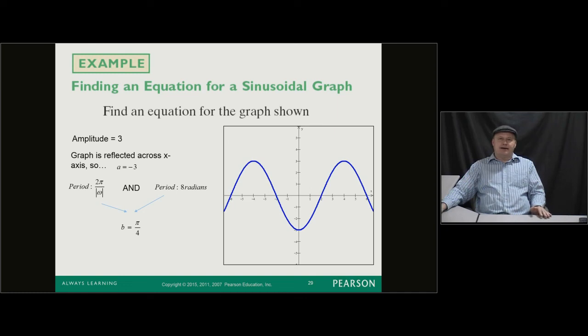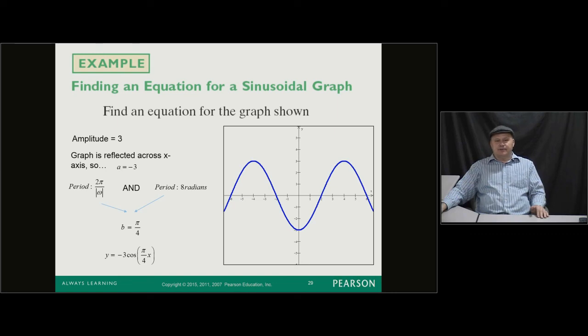I wrote this up myself, and I use B because that's what I'm used to using. So B equals pi over 4. Change that to omega equals pi over 4. Okay, and then there's your graph equation: y equals -3 times the cosine of pi over 4, that's omega, times x.